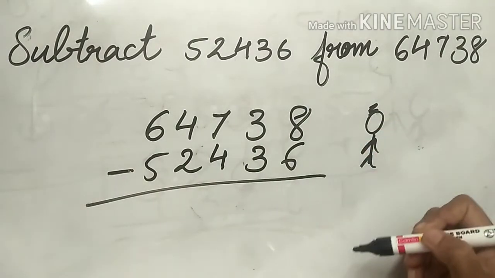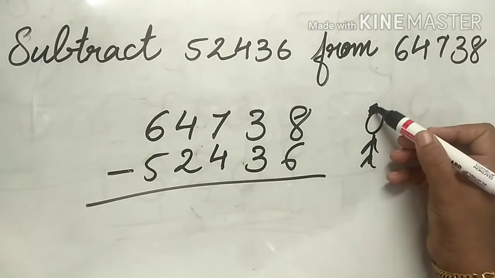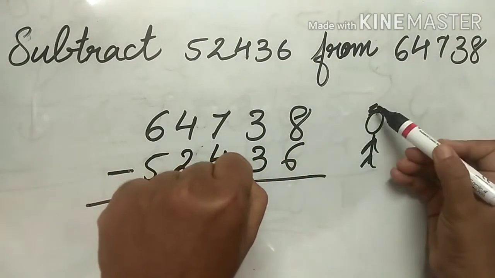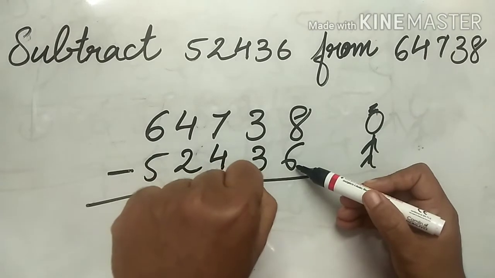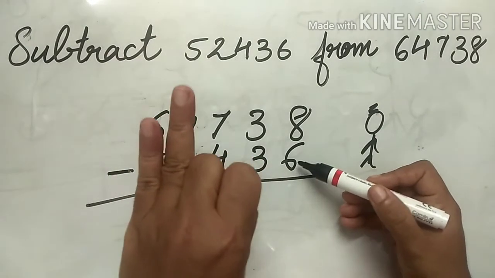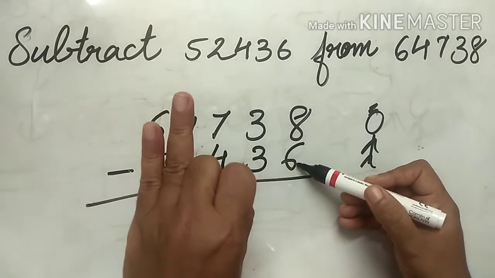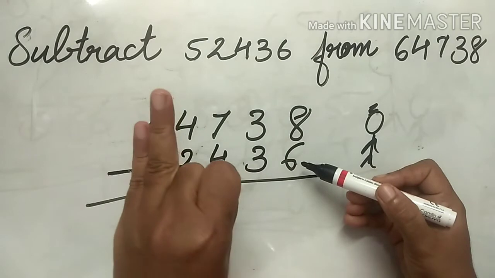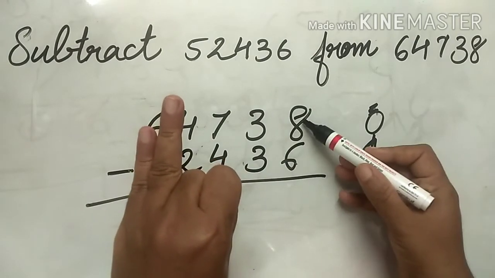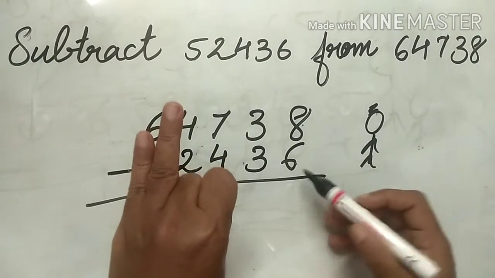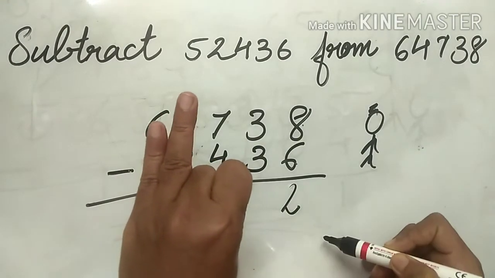8 minus 6. 8 in your mind. Keep your hand like this. After 6, 7, 8. You start counting from where? After 6. After 6, 7, 8. Till where do you count? Till the number 8. So how many fingers in your hand? 2. So the answer is 2.